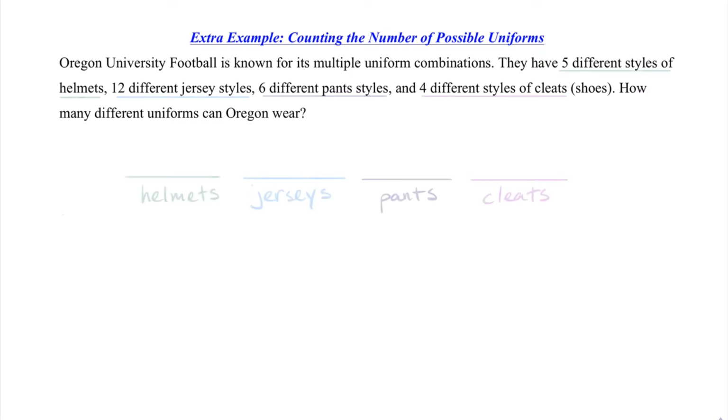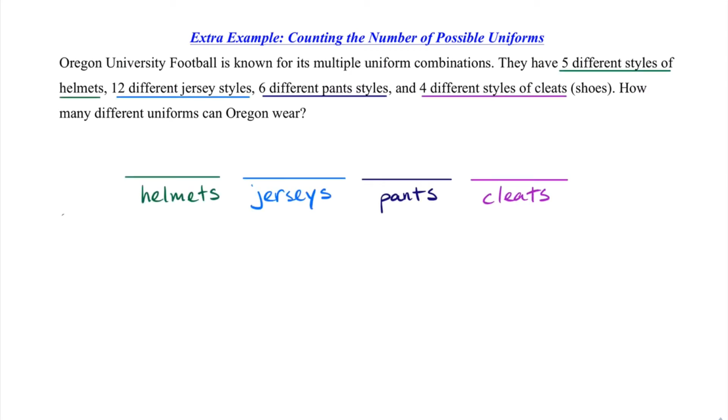Well, just like the previous example, we have 4 different categories we're working with here: helmets, jerseys, pants, and cleats. And again, we have a sequence of choices, meaning we're going to choose our helmet first, then our jerseys, then our pants, then our cleats, or any other order. But the idea is, since it's a sequence of choices, we're using yet again the multiplication rule of counting. Just to emphasize one more time, notice the question is, how many different uniforms can Oregon wear? Not a question of probability.